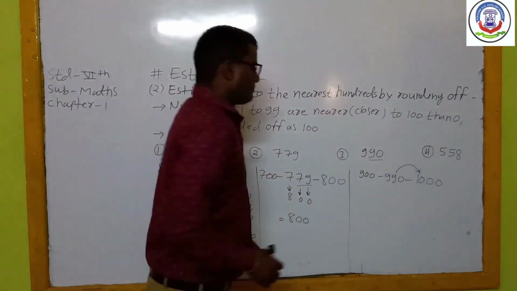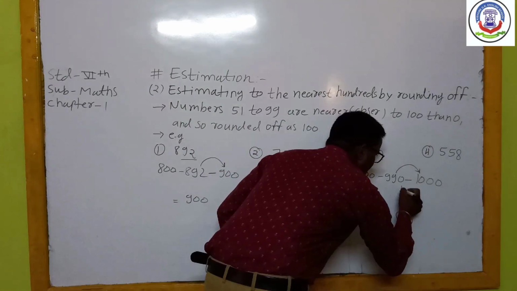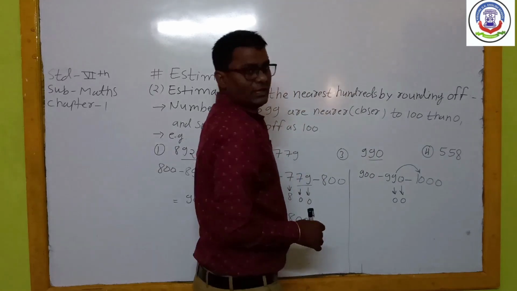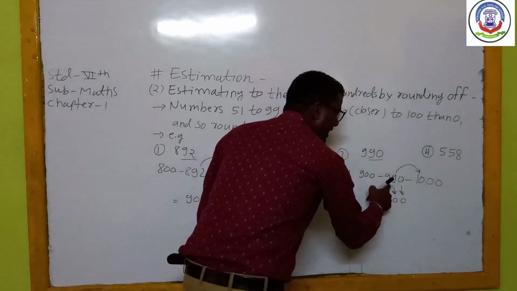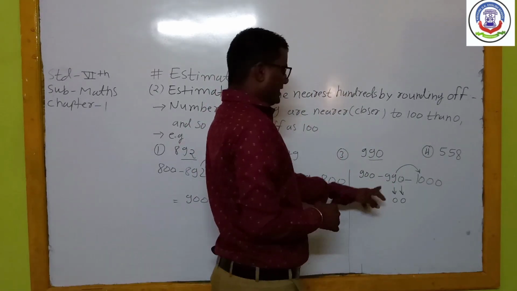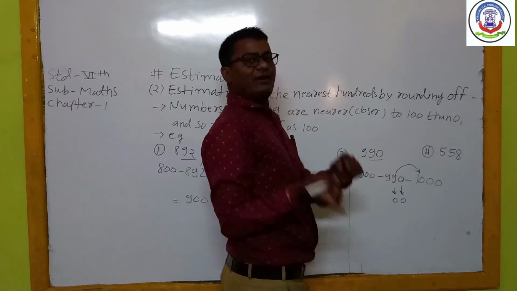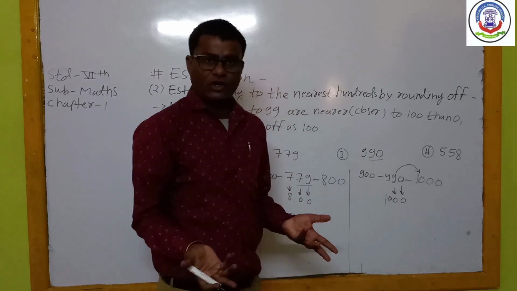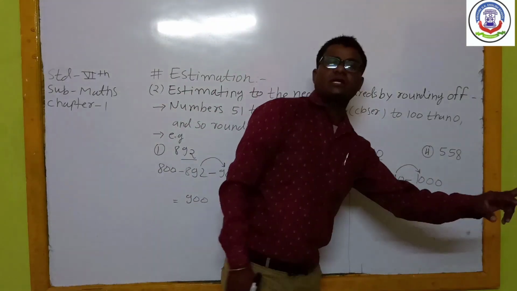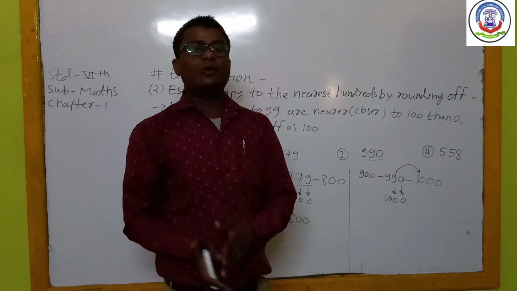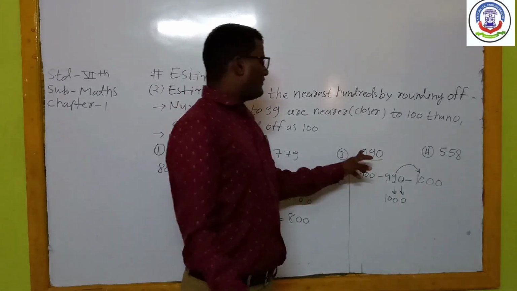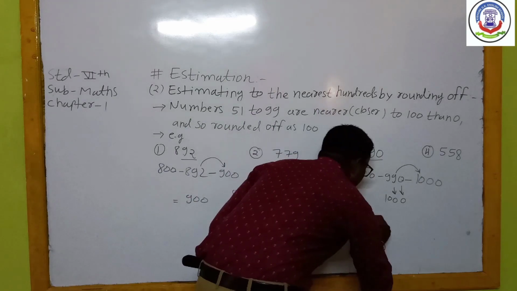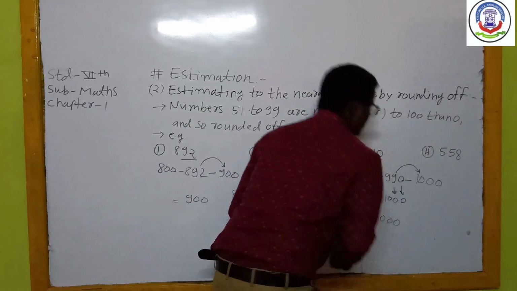Means what? It will become 00, and 1 is added to the hundreds place digit. Okay, here the hundreds place digit is 9. We will add 1 to 9, it will become 10. Okay, it will become 1000. So the required rounded off number of 990 is 1000. So we will write it 1000.